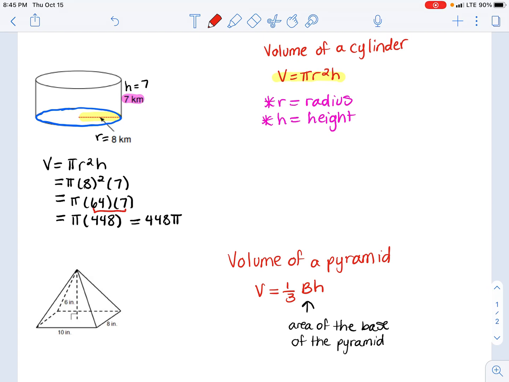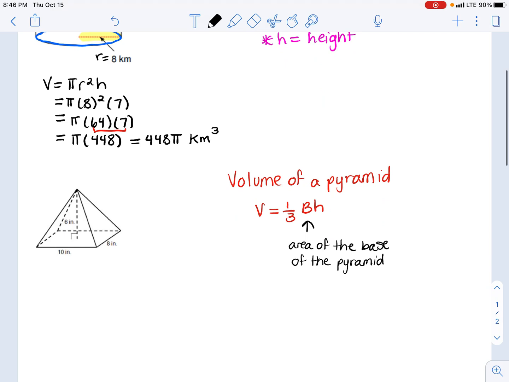In some cases they may say to use 3.14 for pi, in which case you would plug in that number for pi as well, and then just multiply using your calculator. But here I'm just going to leave it in terms of pi, and so this is 448 pi km cubed, because we're talking about the volume, so our units need to be cubed.